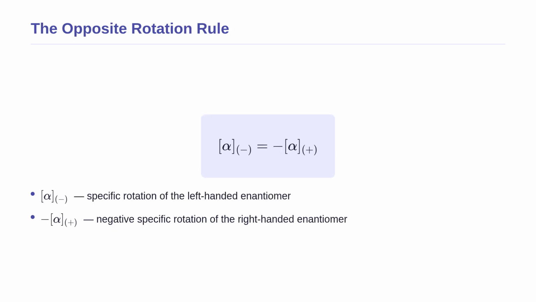Before we can prove why a racemic mixture has zero rotation, we need one more piece of the puzzle. This equation states a fundamental rule of nature regarding chiral molecules. The left-handed version of a molecule rotates light by the exact same amount as the right-handed version, but in the perfectly opposite direction. The negative sign in the formula indicates this opposite direction. For example, if the right-handed molecule twists light by positive 10 degrees, the left-handed molecule will twist it by negative 10 degrees. This perfect symmetry is what makes the math work out so beautifully.